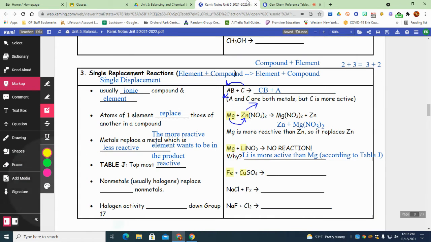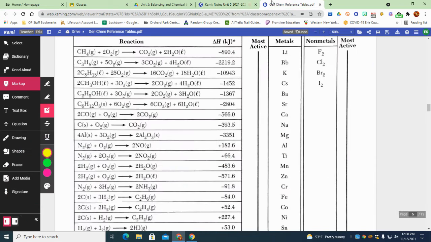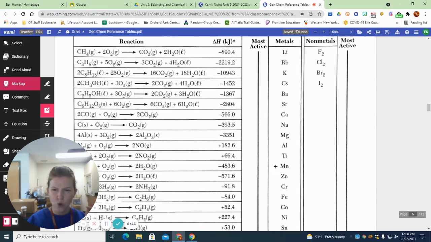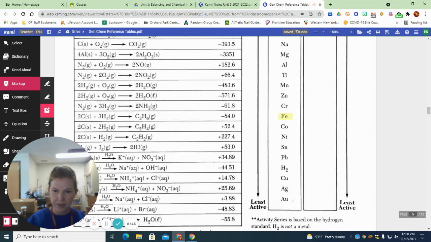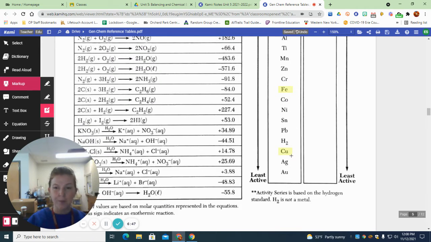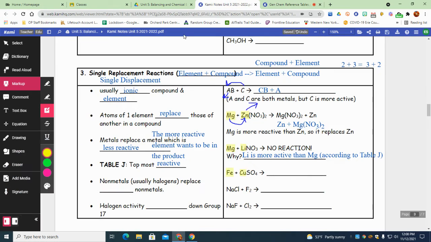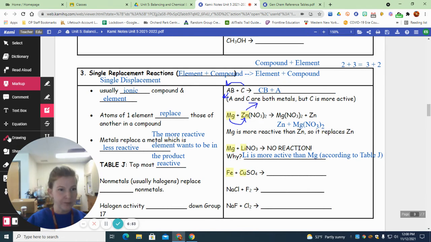What did we have again? Iron and copper. Okay. So as I scroll through, here's my iron, Fe. Keep scrolling down, there's my copper. So what do I know? I know that iron is more reactive than copper. It's going to take its place. So as I head back here, Fe is going to come in, kick out the copper, and take its place.